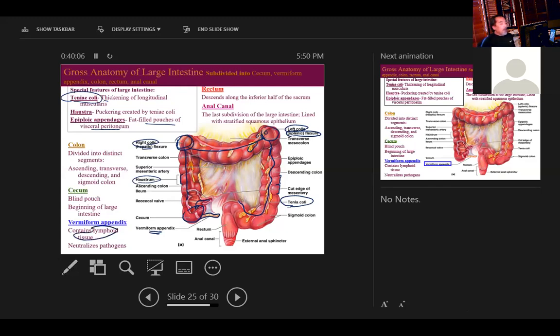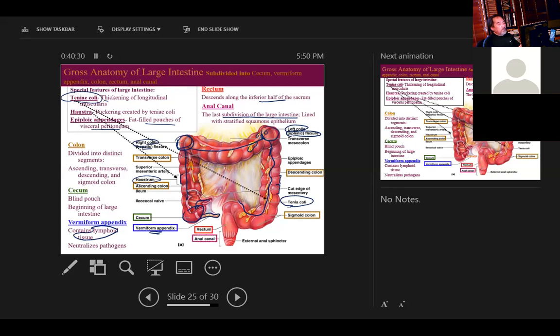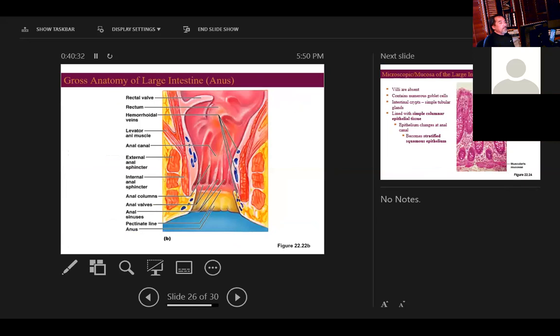All right. So the rectum is going to be in a pouch in the inferior half of the sacrum, and then the anal canal is the last subdivision of the large intestine. Let's take a look now at the other structures here: tinea coli, haustra, epiploic appendages. And the last part is going to be the anus. That's the last place where food passes through.